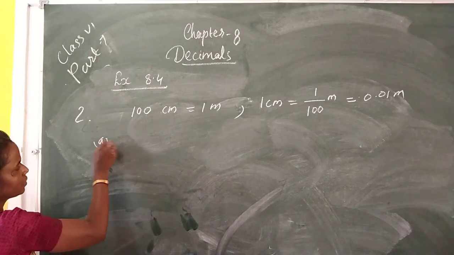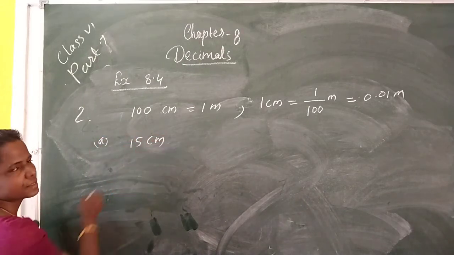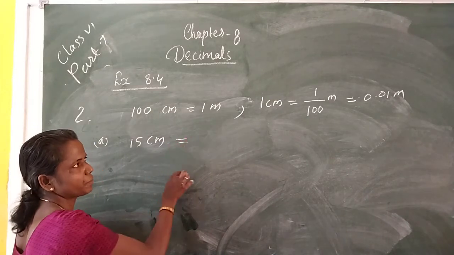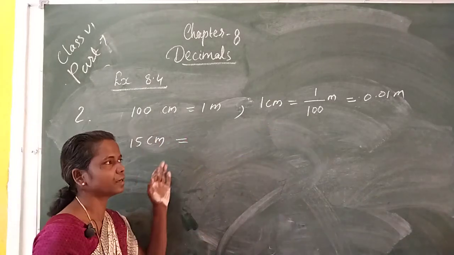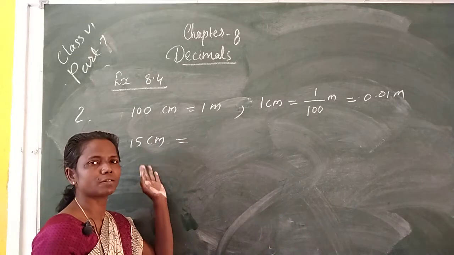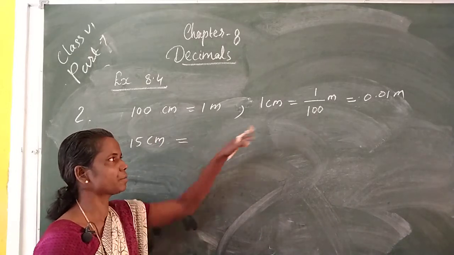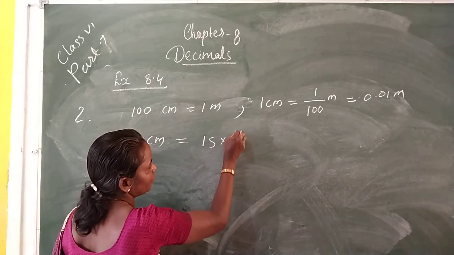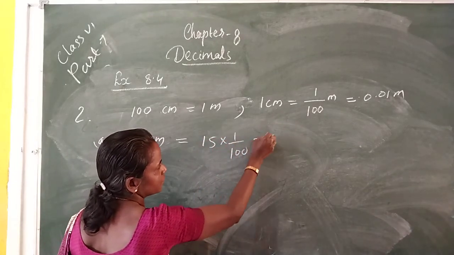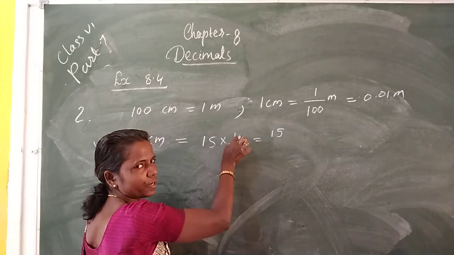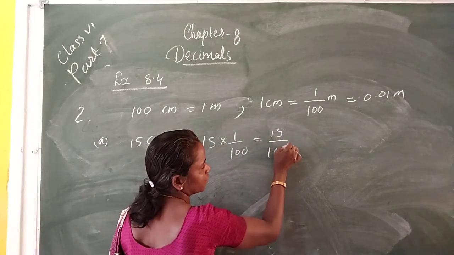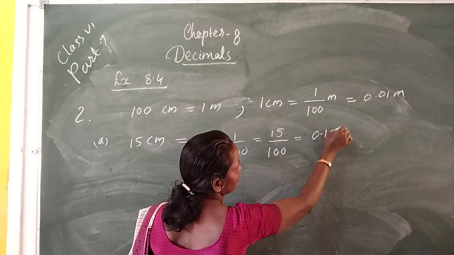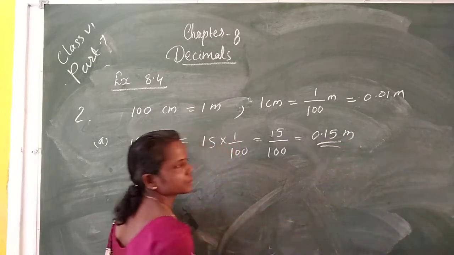Then here 50 centimeter. First question, look, 50 centimeter convert into meter. So this multiply by which number? 1 by 100, means centimeter convert into meter multiply by 1 by 100. So 50 into 1 by 100 is equal to 50 by 100 is equal to how many meter? 0.50 meter.